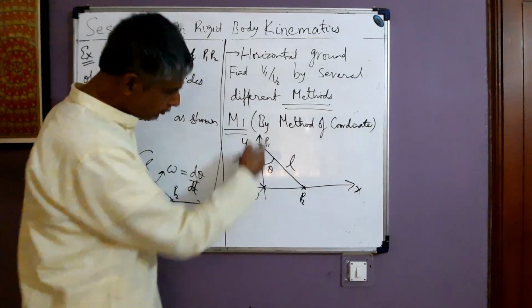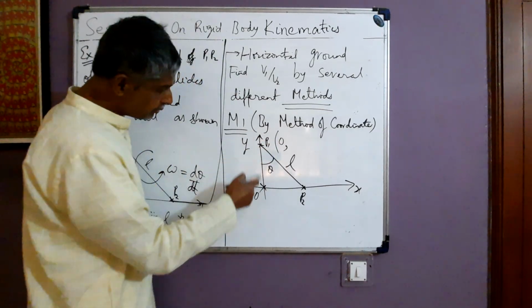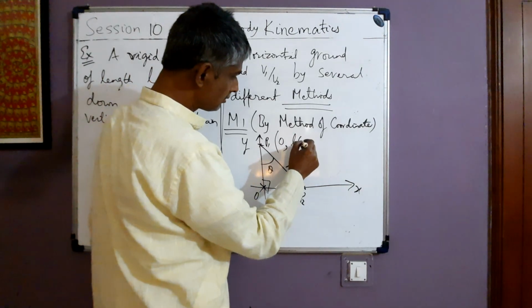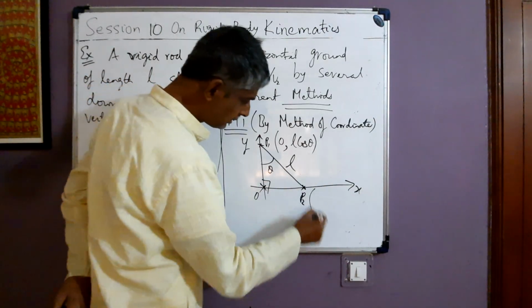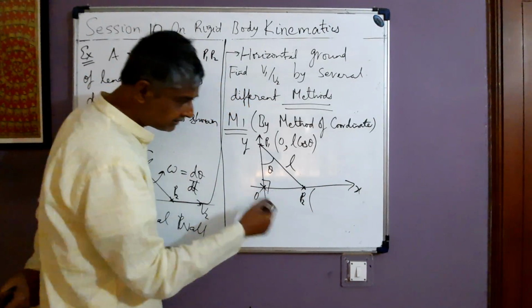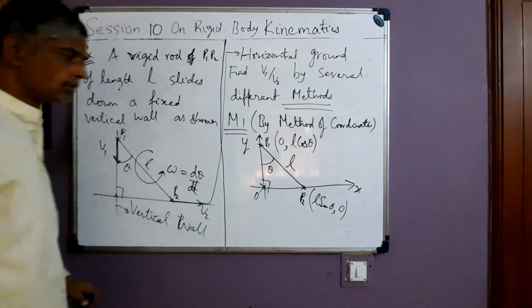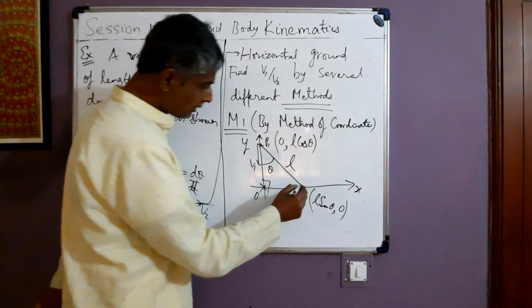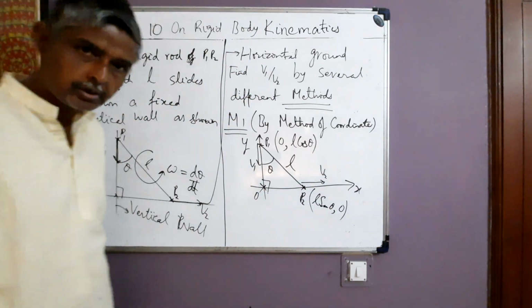Now P1 moves along the y-axis. Its coordinate at an instant will be 0, comma, L cos theta, from trigonometry. P2 moves along the positive x-axis. Its coordinate will be L sin theta, comma 0. Now P1 has a speed of v1 in the downward direction, and P2 has a speed of v2 in the rightward direction.